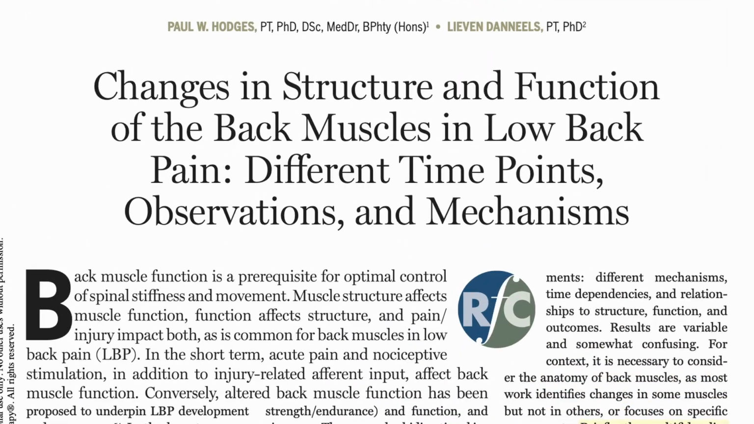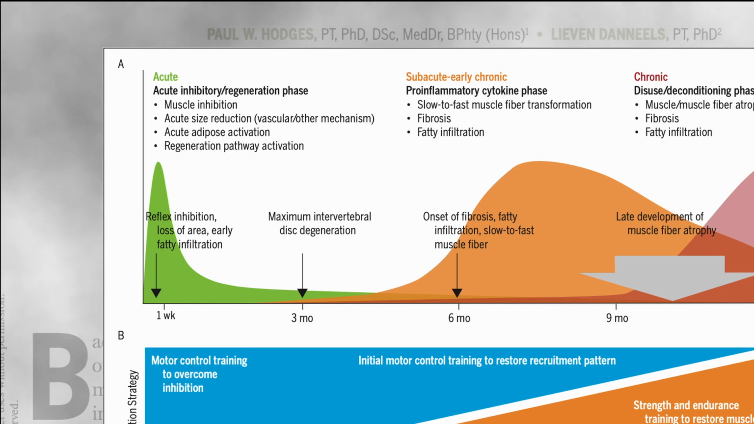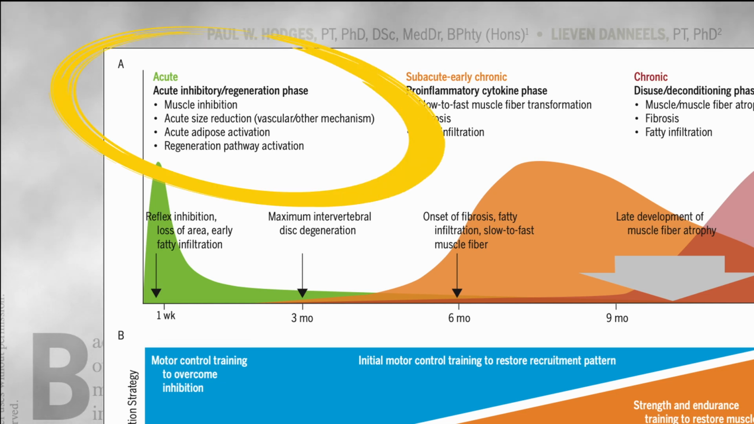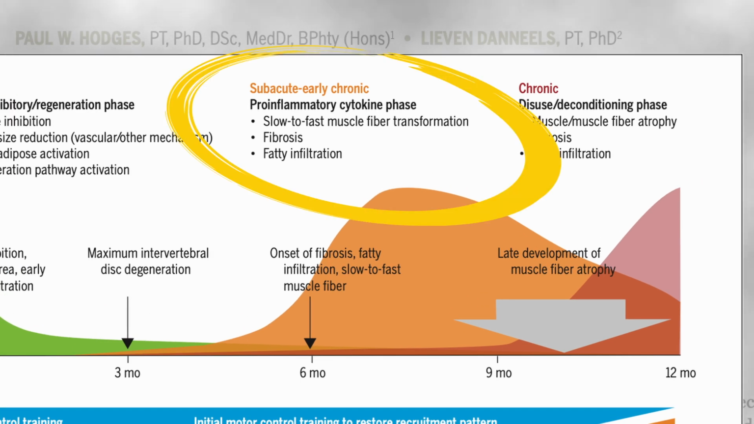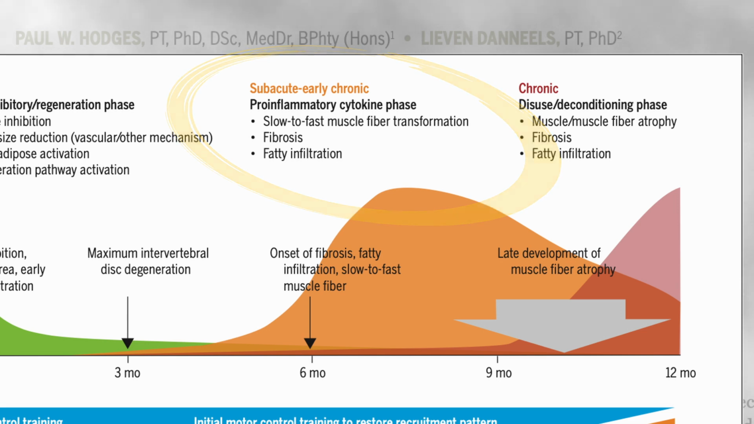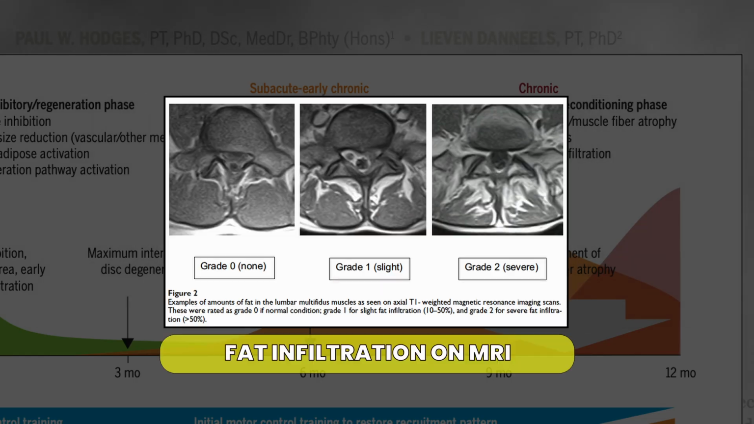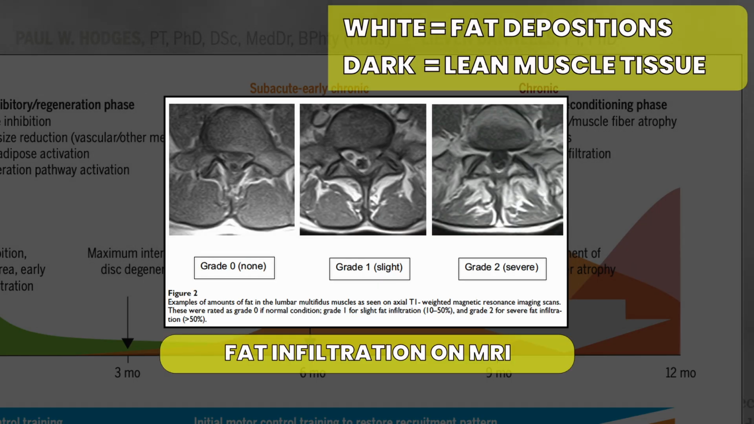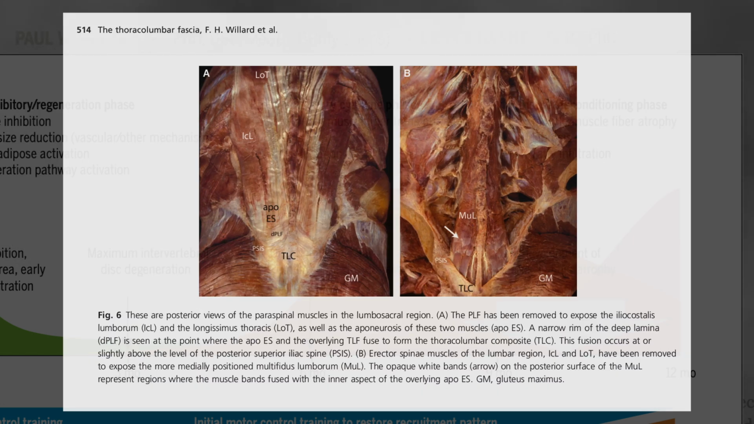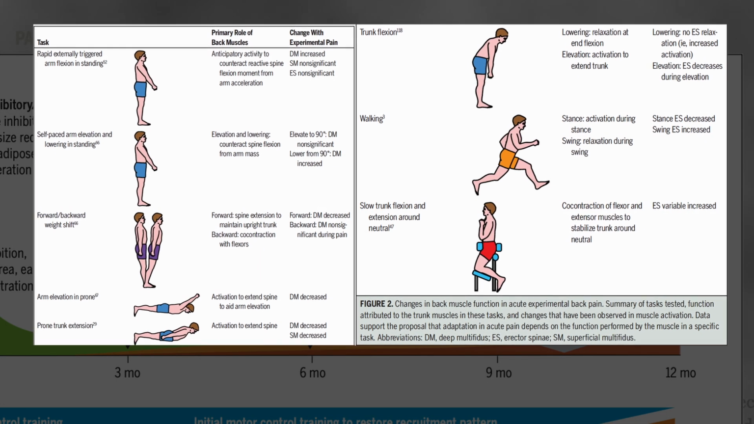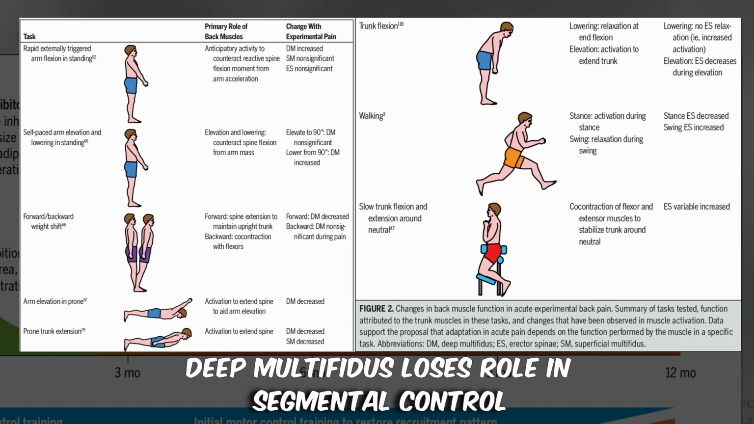In the first 12 weeks following a bad back injury, with no physiotherapy or directed rehabilitation, we see atrophy, or a decrease in muscle size of the muscle fibers themselves. Then, after 12 weeks, on MRI, we begin to see visible fat depositions emerge in the lean muscle tissue, which is a physiological process known as fatty infiltration. At this stage, there are all kinds of inflammatory changes, such as thickening or scarring of the connective tissue, and the deep multifidus loses its role as a fine-tuning segmental control muscle.